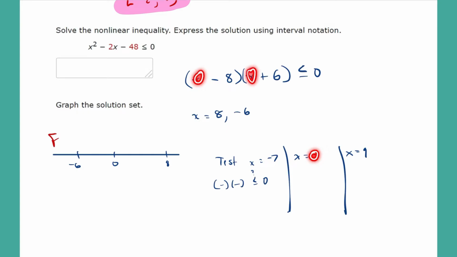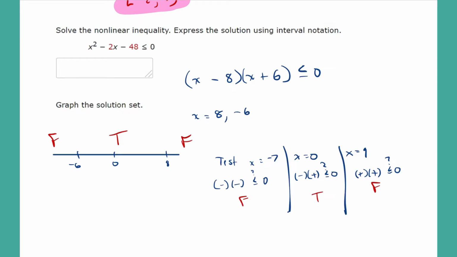If you plug in 0 for x, you're going to get a negative times a positive. And that is true because a negative times a positive is negative, and a negative is less than or equal to 0. So that would be true. So false, true. Let's see what happens at 9. If you plug in 9 and 9, you're going to get positive 1 times 15, so positive times a positive. And that is false.